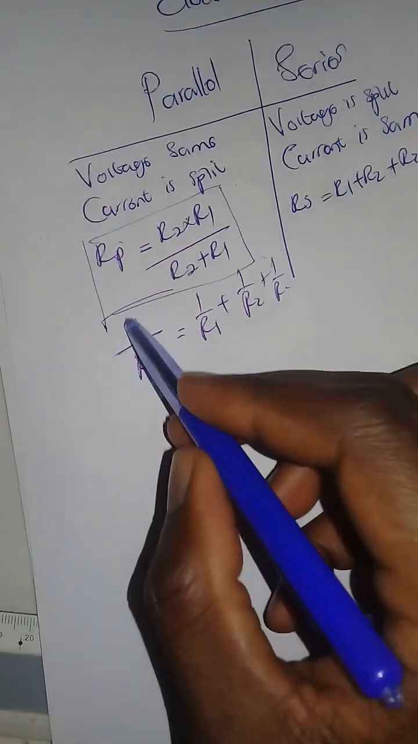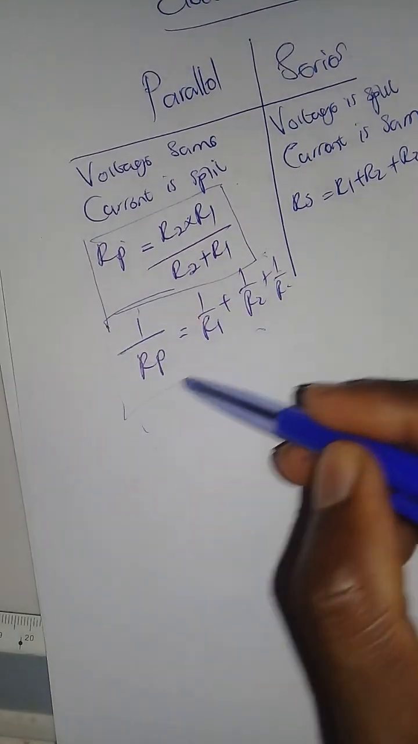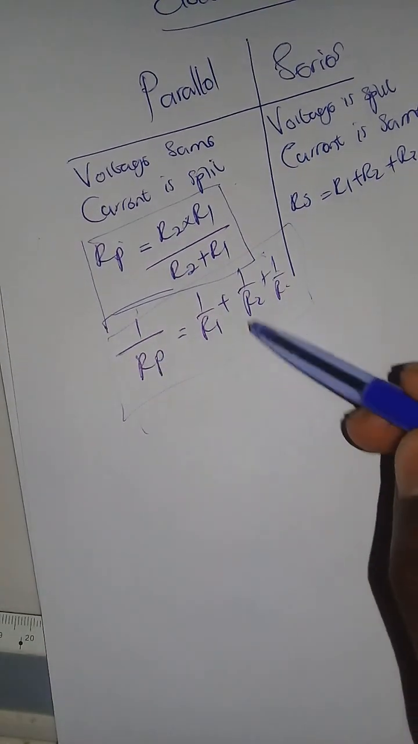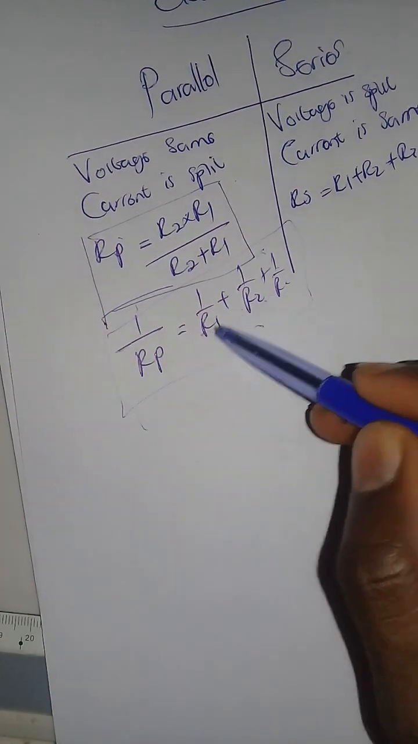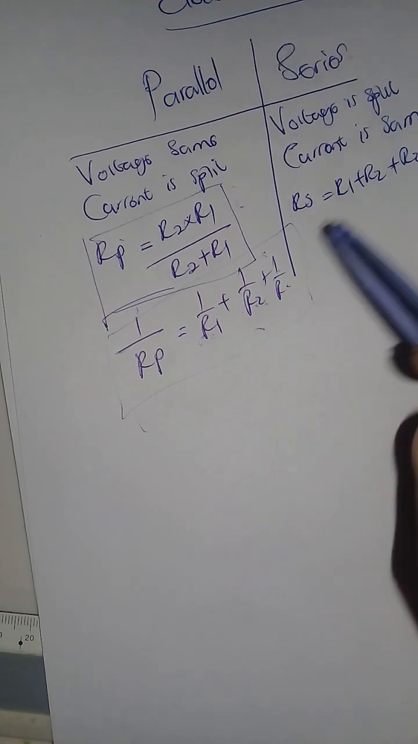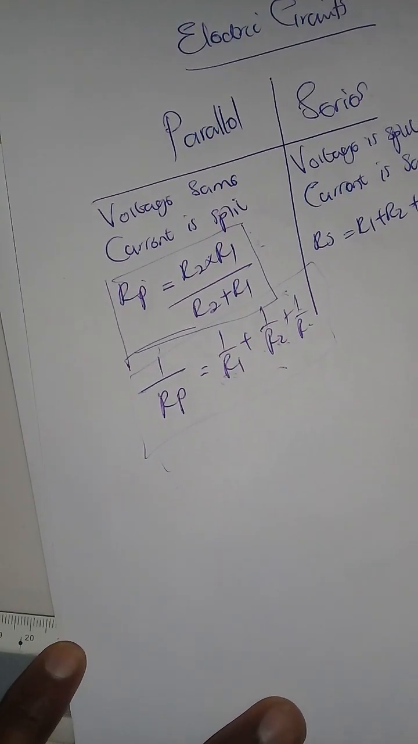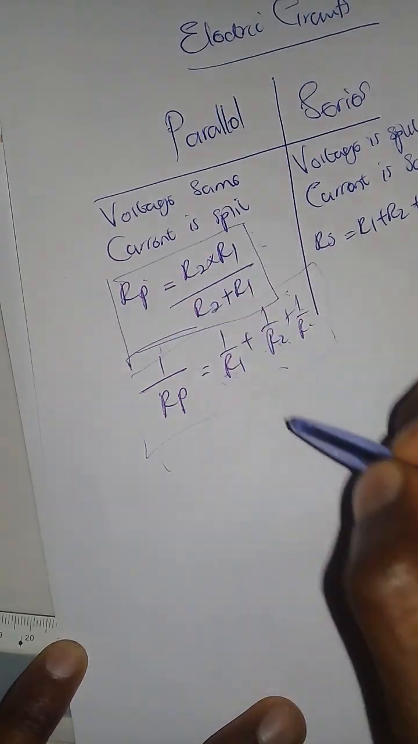But the problem with this one, if you are not good with fractions, then this method is going to be a problem. Whether they just gave you 2 resistors or more than 2 resistors. But with this method, it doesn't matter how many resistors you are given. You can still calculate what the resistance is without actually sweating, right? Now I'm going to show you how you can use this.